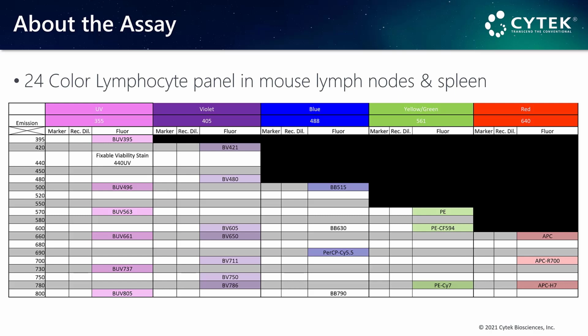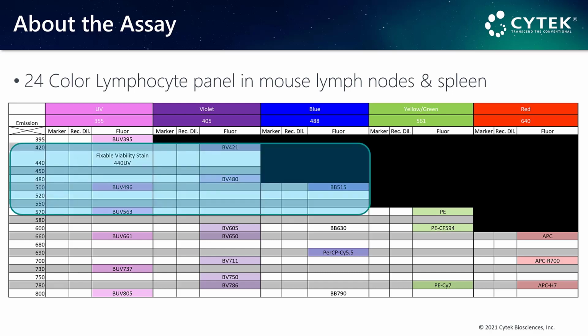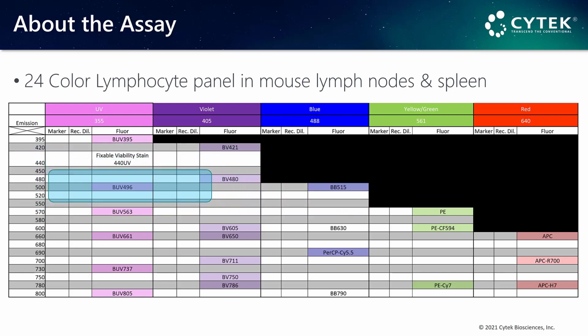Before we begin looking at the data from this case study, first let me tell you a little bit about the panel in use. This is a 24-color lymphocyte panel, and as I mentioned, it was used to examine lymph node and spleen samples. The fluorochromes within this assay that overlap the most with the autofluorescence are found within this region, and in particular the fluor that we observe the most profound effect on is BUV496.